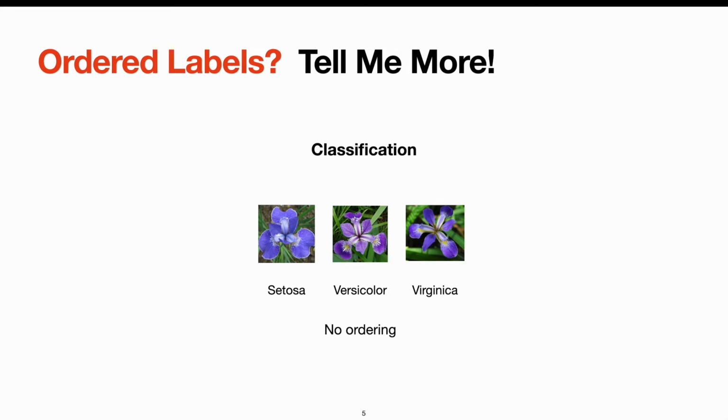Here you see three different iris flowers: setosa, versicolor, and virginica. The task in a classification context is to predict what type of flower something is that we observe. Notice that there is no ordering. We can't really say setosa is less than versicolor. I mean, we can assign integer labels like 1, 2, and 3, but still there is no ordering information. We can't really say setosa is less than versicolor and versicolor is less than virginica.